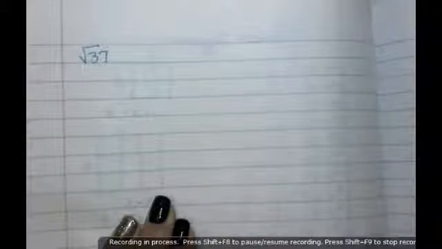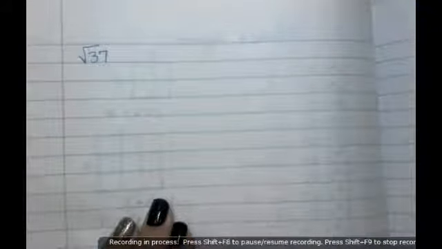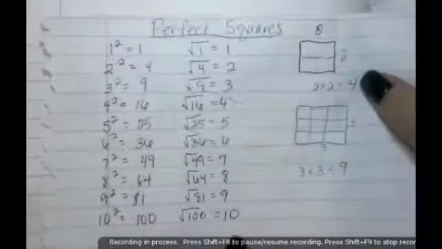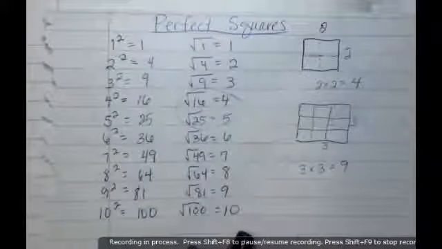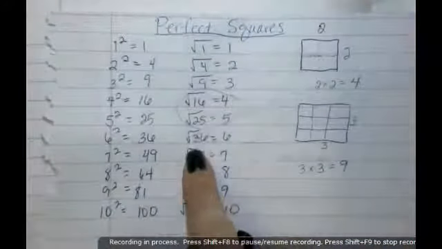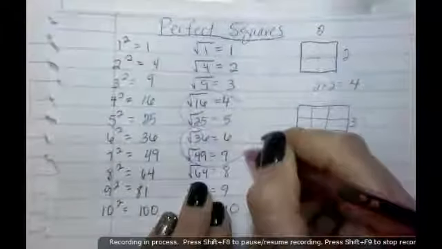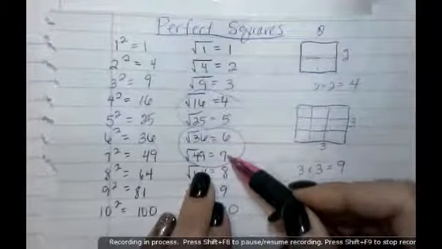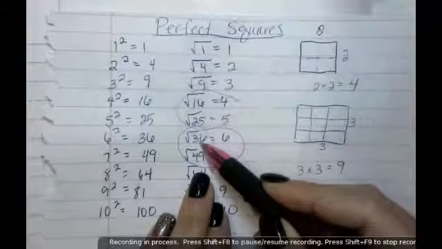There is not a number that I can multiply by itself to get 37. No number times itself will give me 37. So what I'm going to do is pull out that list of perfect squares that you created earlier. And let's find on this list, where is the square root of 37? The square root of 37 is going to be between 6 and 7. It's going to come between the square root of 36 and the square root of 49. You can kind of visualize all of the numbers that fall in here.